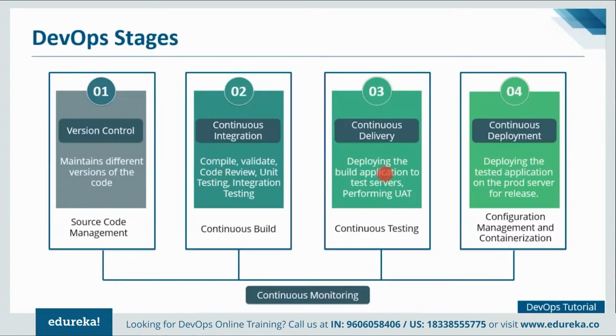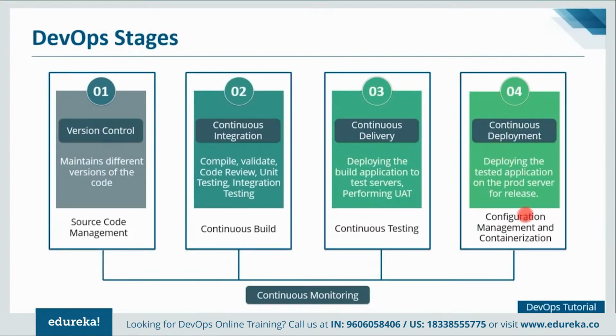Then comes continuous delivery. Now, the same continuous integration tool that we are using, suppose Jenkins, once the application is built, it will deploy it onto the test servers for testing, to perform user acceptance testing or end user testing, as you call it. We will be using tools like Selenium for performing automation testing. And once that is done, it'll then be deployed onto the prod servers for release. That is called continuous deployment.